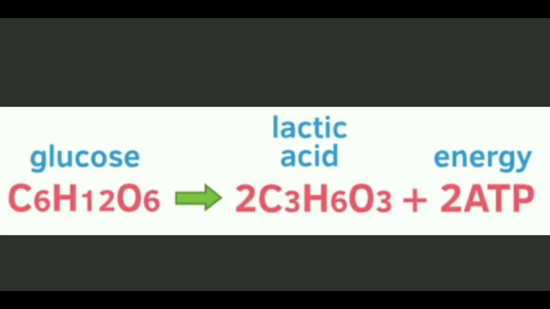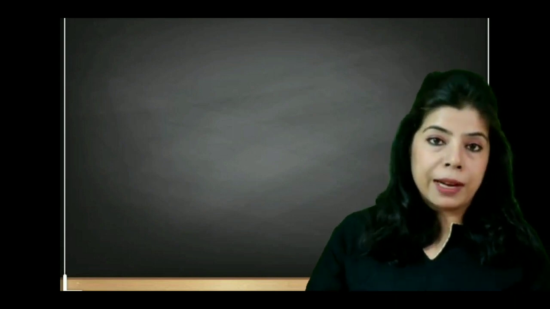So here the glucose is broken down in the muscle cell in the absence of oxygen, and this produces lactic acid and energy. Here also the energy produced is very less. It is only 2 ATP. And the lactic acid which is produced in the muscles because of anaerobic respiration accumulates in the muscle cells, and because of this lactic acid, you feel muscle cramps and pain in your muscles after a heavy exercise or after heavy running. This is mainly because of the accumulation of lactic acid.